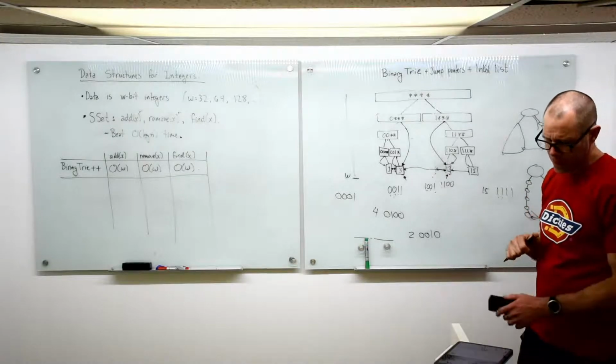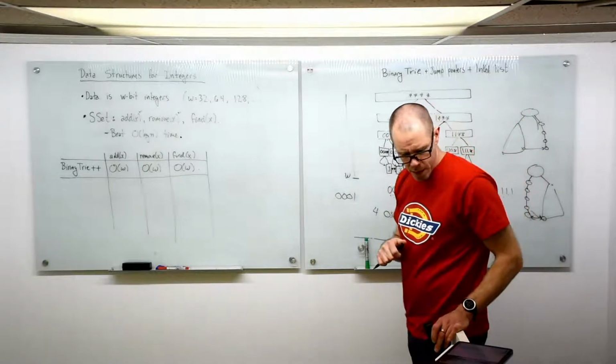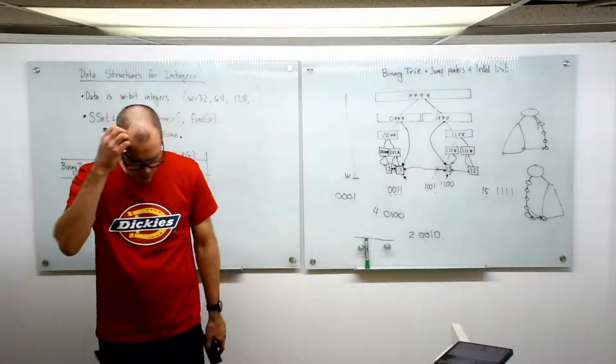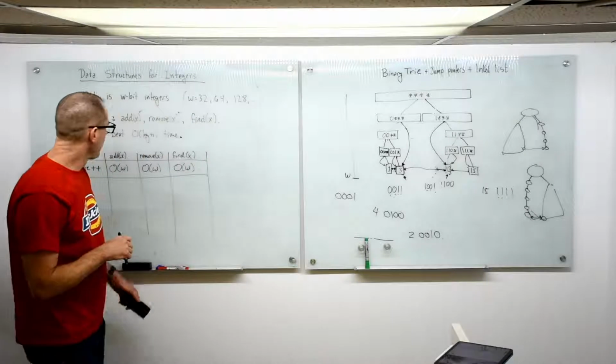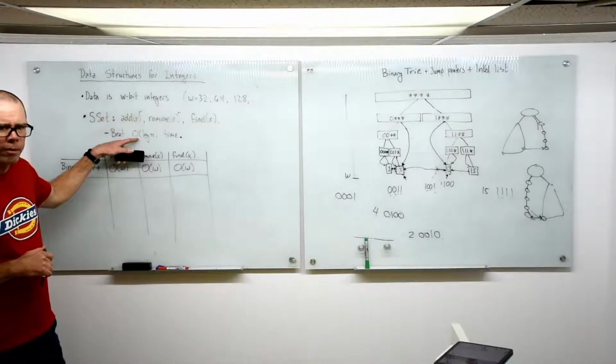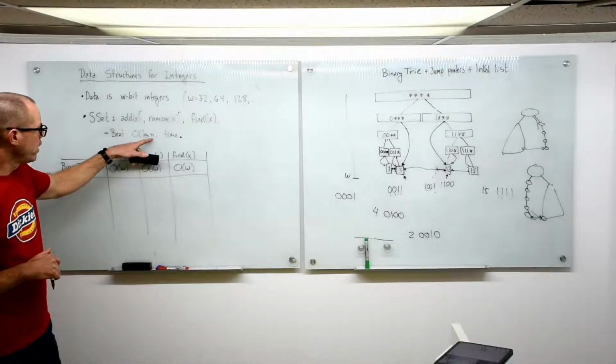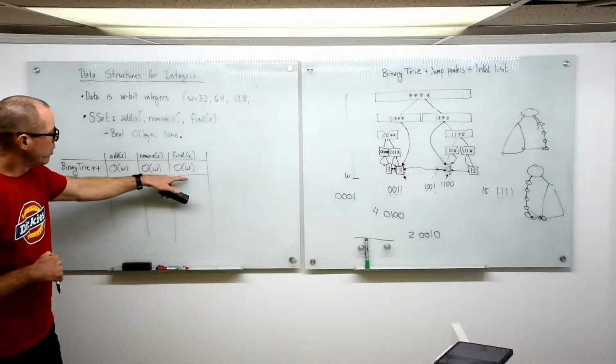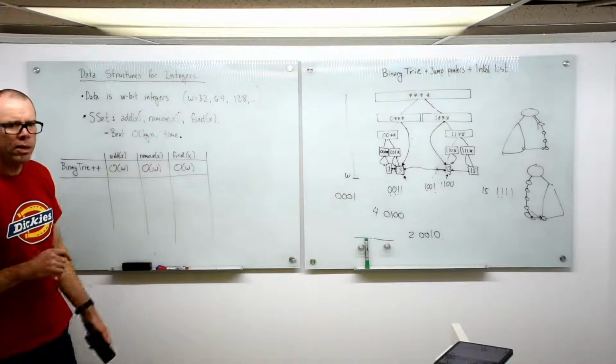integer. So that sounds impressive, but actually, wait a minute, maybe it's not so impressive. Remember that we're trying to beat O of log n. So here n is the size of the set. And what's W? Well, W is the number of bits in our integers.